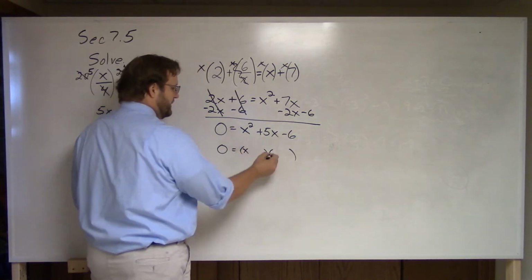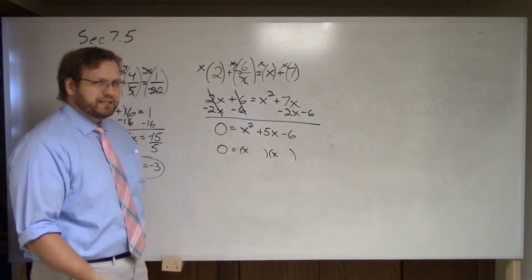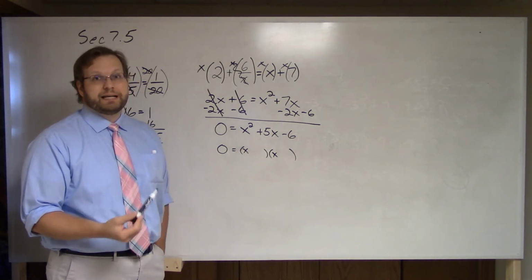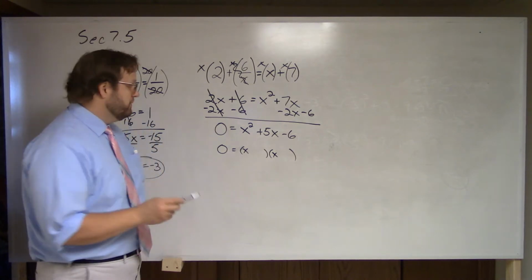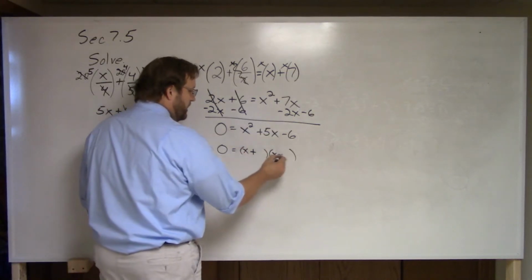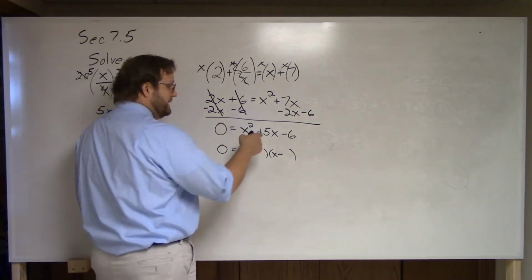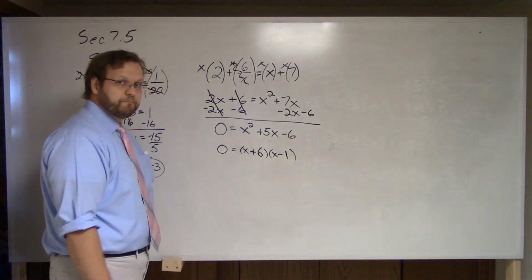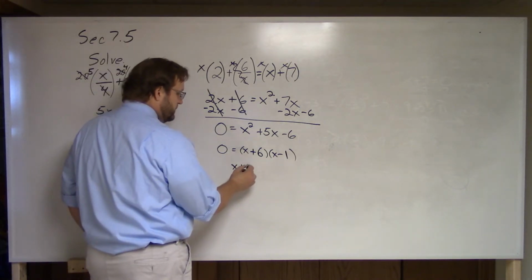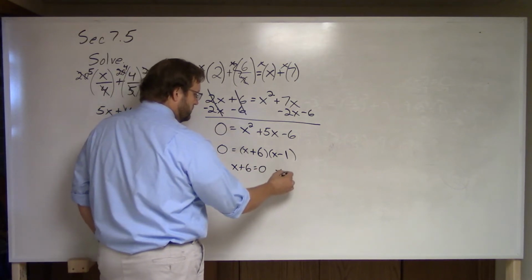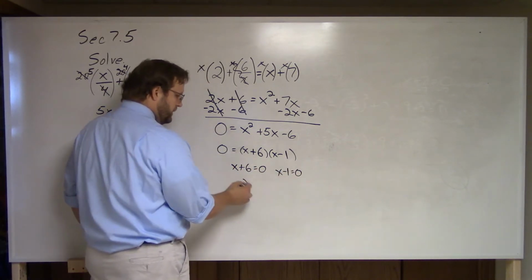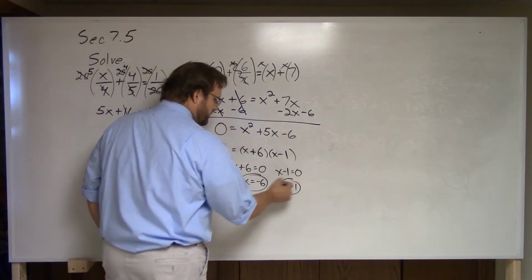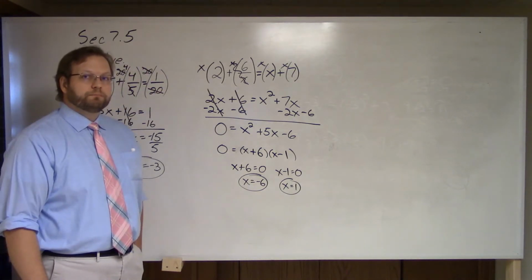X squared is x and x. Now be careful when there's a 6 and a 5, because you can get 5 in the middle with a 1 and a 6, or a 2 and a 3, depending on the signs that fall in. So please be careful with that. It's a negative 6, so we're going to require opposite signs. Now, to get the 5 with opposite signs, we're going to use a positive 6 and a negative 1. I then set each of those equal to 0. X is negative 6, and x is positive 1. And there we go. Okay?